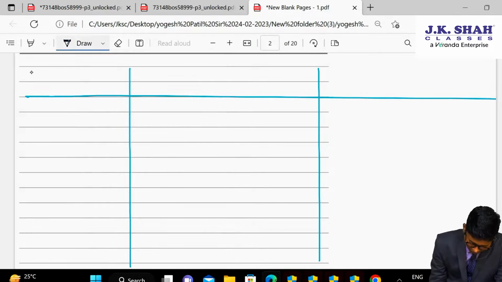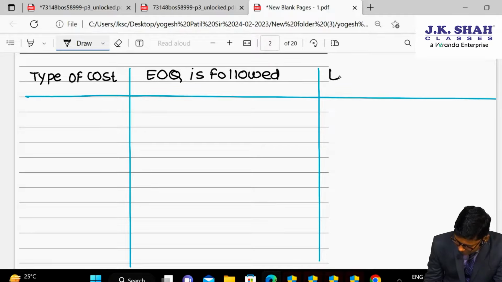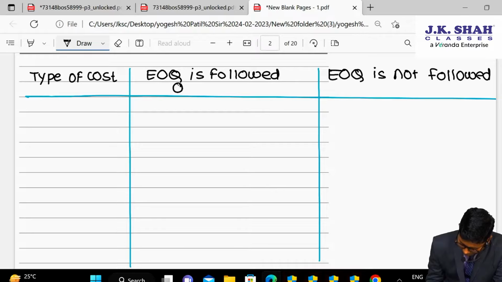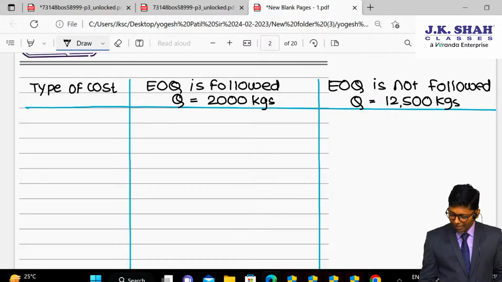So the first column is for type of cost, then the next heading is EOQ is followed. Second possibility, when EOQ is not followed, and in both the cases we have quantity available with us. When you are following EOQ, the quantity to be ordered is 2000 kgs at a time, and when you are not following EOQ, that is quarterly purchases, we must purchase 12,500 kgs each quarter to fulfill the annual requirement.